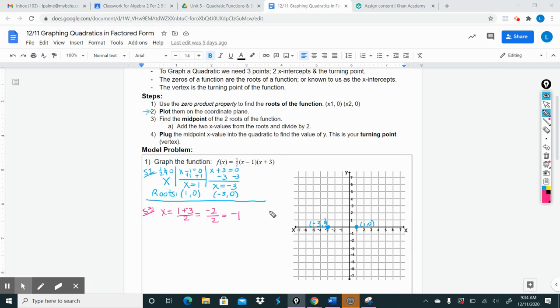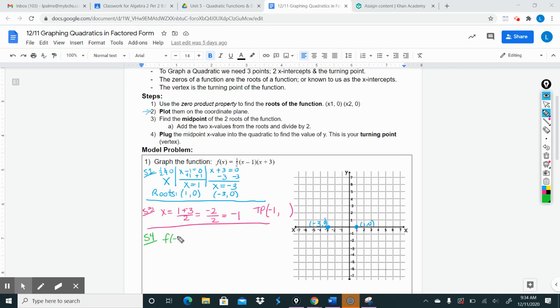So far for our turning point, we have -1, but we just need to find that y value. And we do so from step 4. We're going to take that -1 and we're going to plug it into our function, our factored function, and solve.